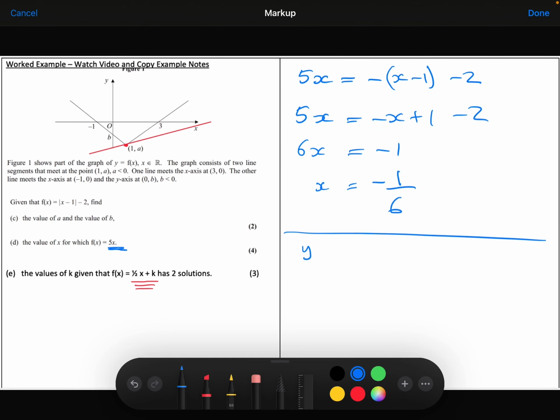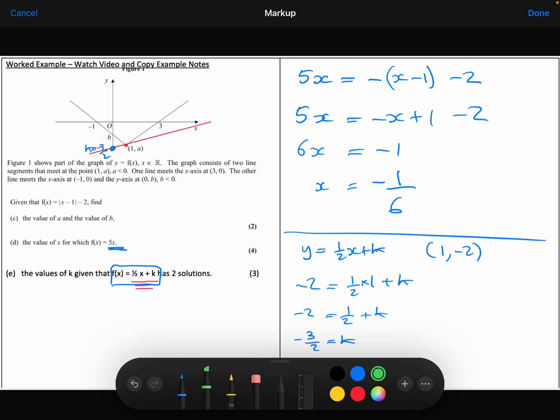So, when does this line, a half x plus k, pass through the vertex, which remember was the coordinate (1, minus 2)? Let's substitute that in: minus 2 instead of the y, 1 instead of the x, and I find that k is minus 3 over 2. So if k was minus 3 over 2, there would be one solution to this equation because it would be going through the vertex.